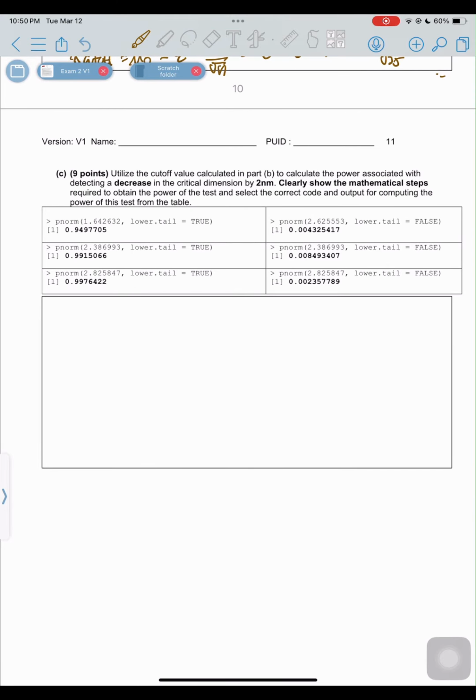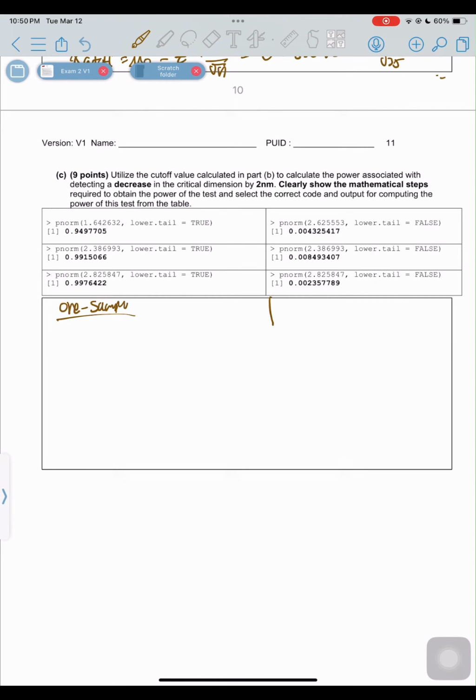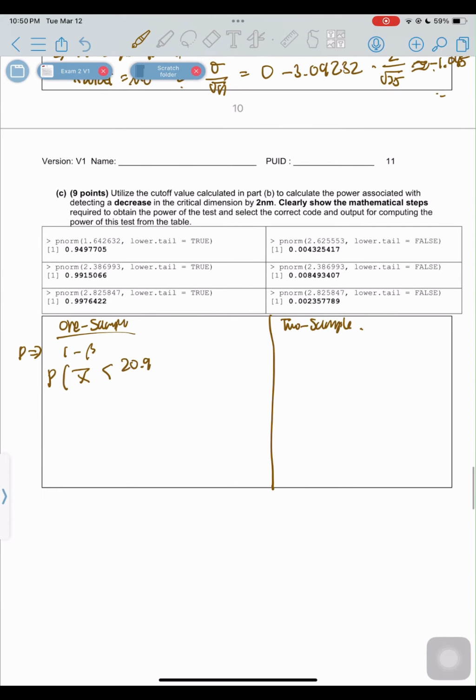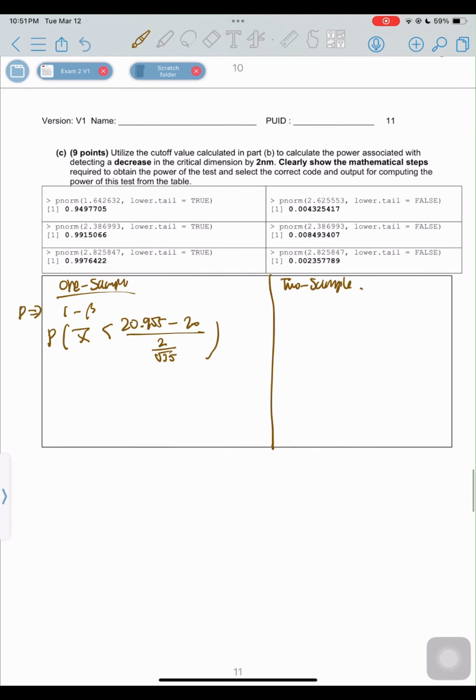So let's look at problem C. Utilize the cutoff value calculated in part B to calculate the power associated with detecting a decrease in the critical dimension by 2 nanometer. Clearly show the mathematical steps and select the correct output. Okay, if you do the one sample one, computing the power would be 1 minus beta. So the power is 1 minus beta. And so the probability we need to find is x bar less than 20.955, minus mu 20, divided by sigma divided by square root of 35. This is how you find the z value, right?